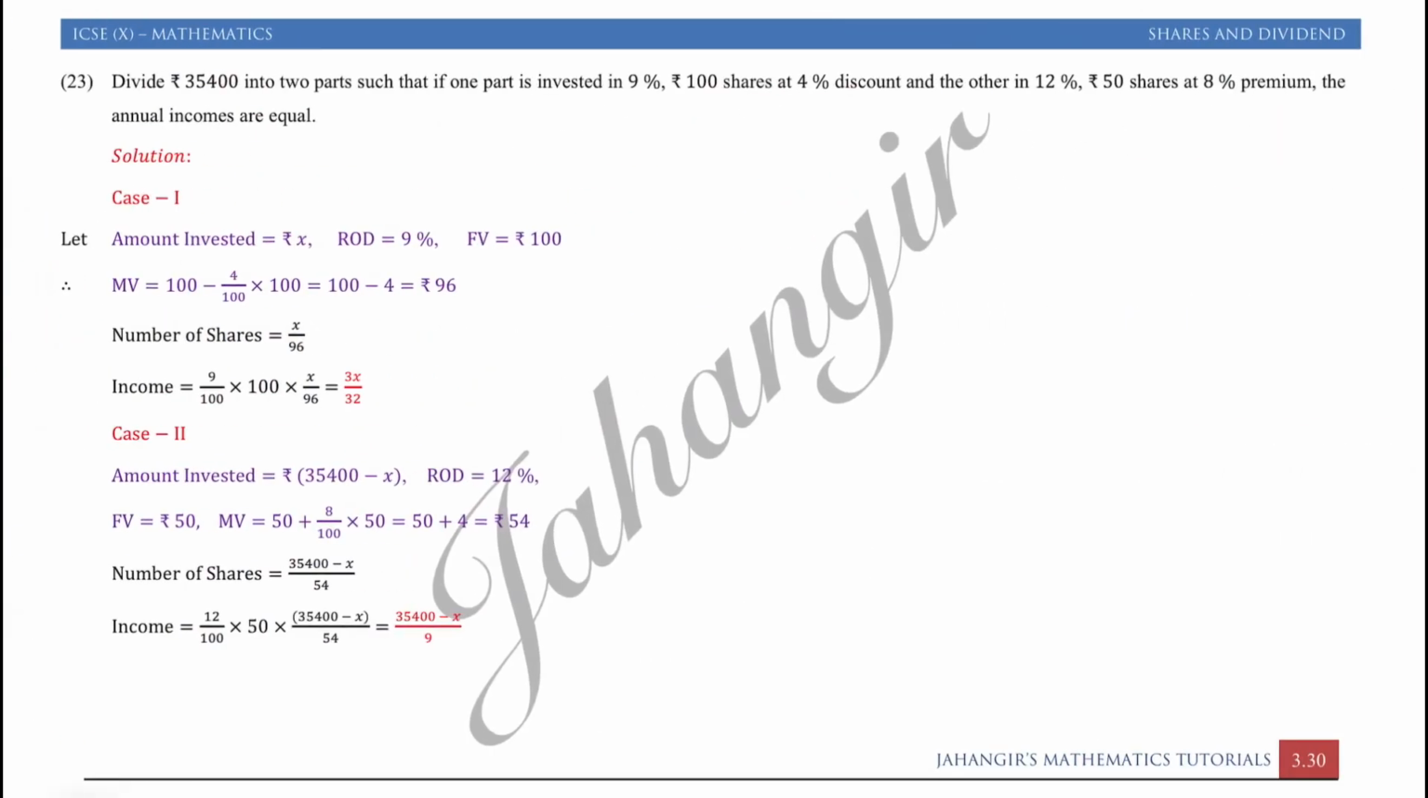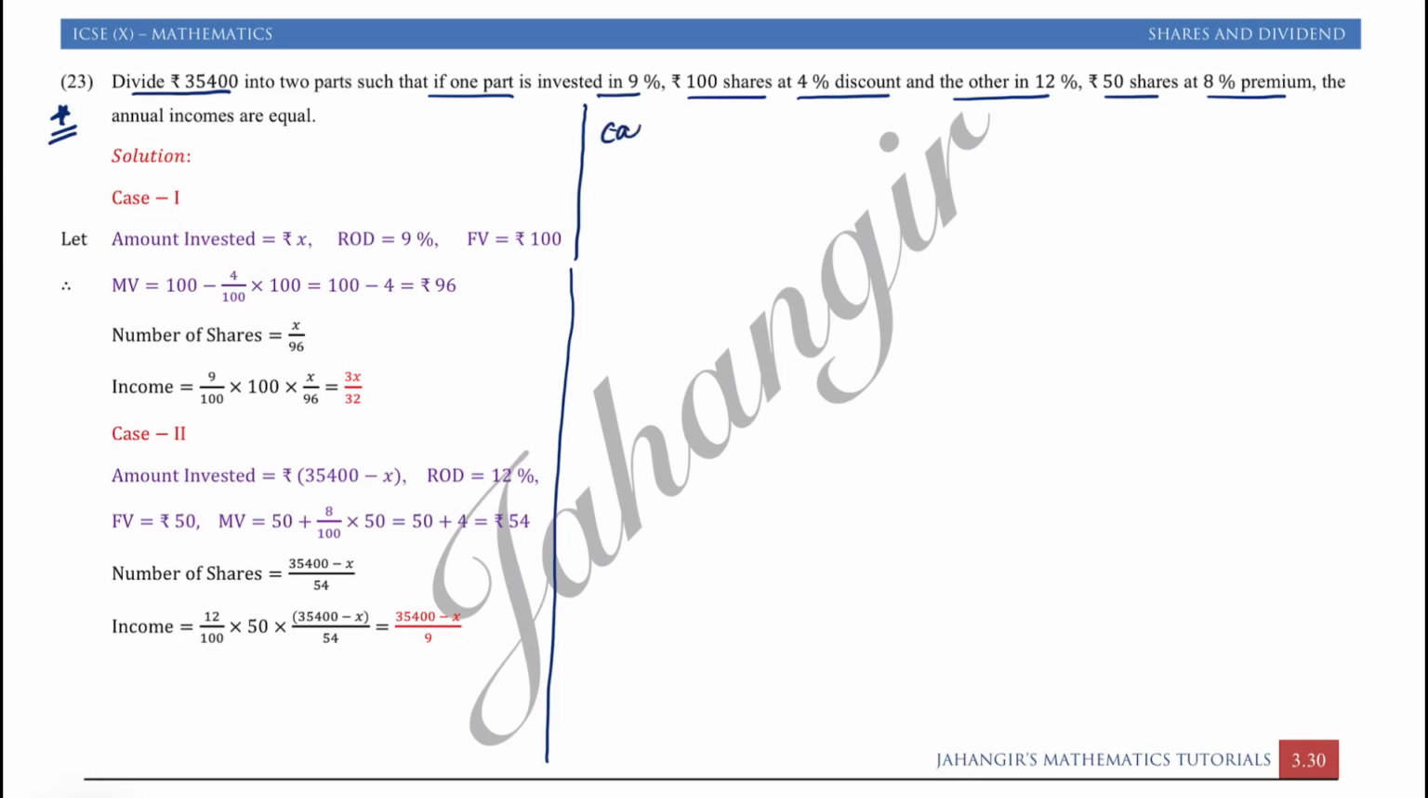Now question number 23, it's a different type of question and it's important, a little bit complicated, so this type of question has never come in the exam. There is a chance you may get it. Divide 35400 into two parts such that if one part is invested in 9% rupees 100 shares at 4% discount and the other in 12% rupees 50 shares at 8% premium, their incomes are equal.